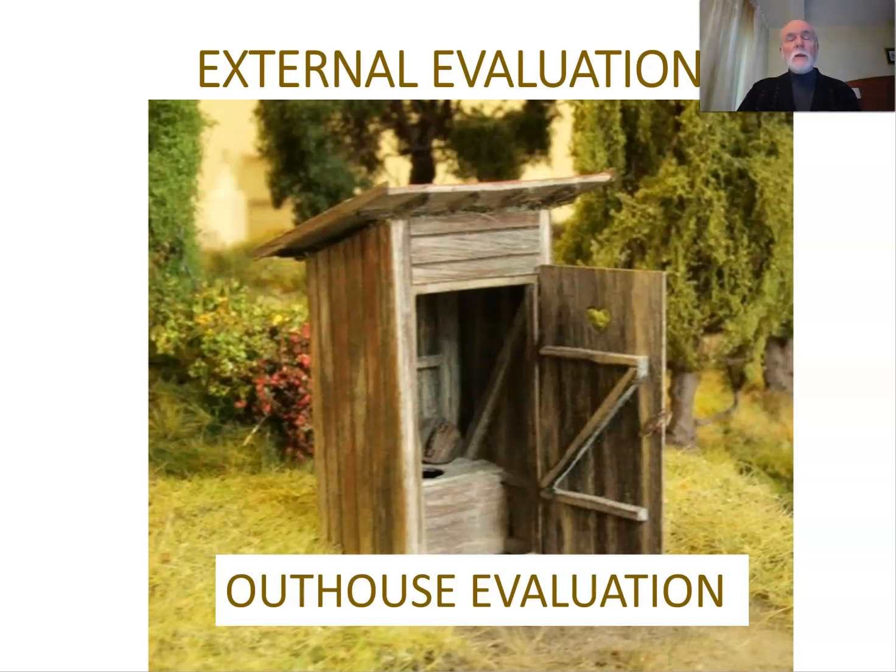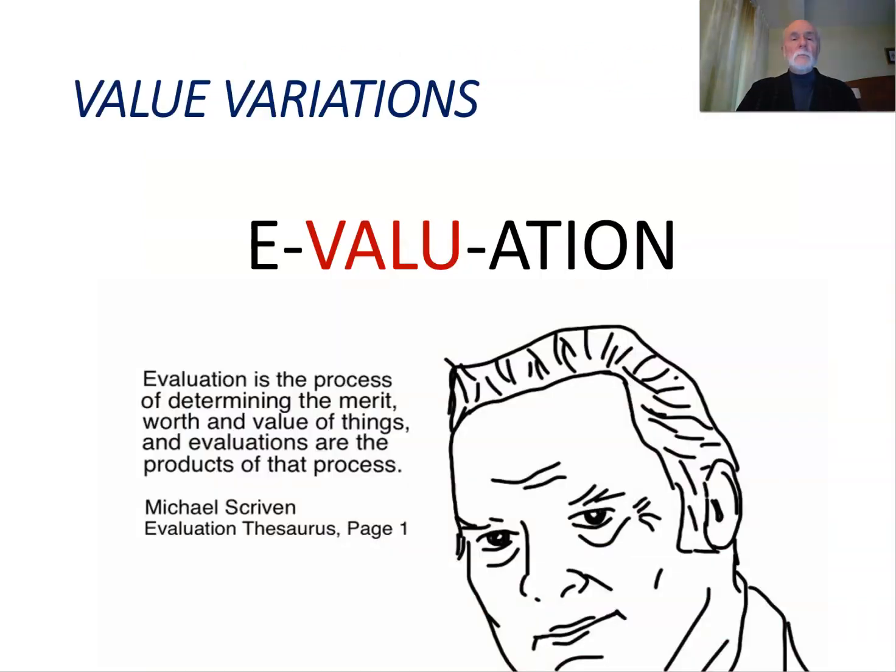And so how the evaluation is done, where the evaluator is located, what's being evaluated, begin the process of determining different kinds of evaluation. But the real issue turns out to be one of values, value variations. Scriven's classic definition of evaluation as the process of determining the merit, worth, and value of things focuses on the value. What values determine the judgments that are made? And it turns out that different evaluation approaches are undergirded by different values. That's what I want to emphasize.